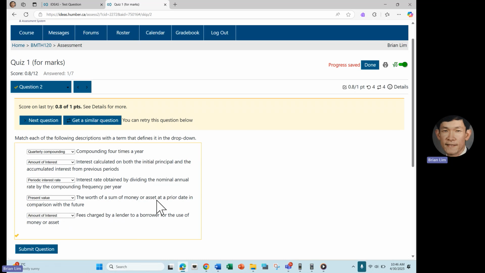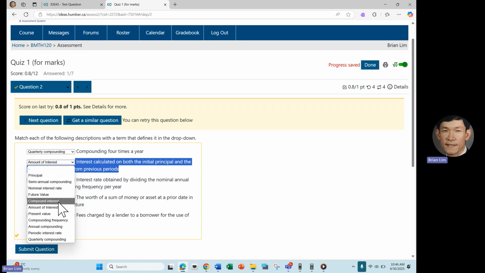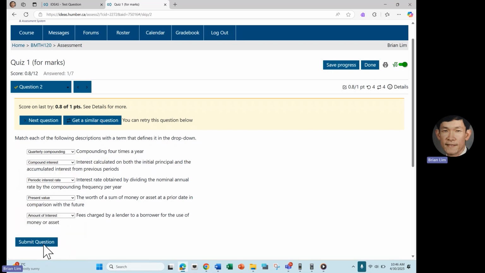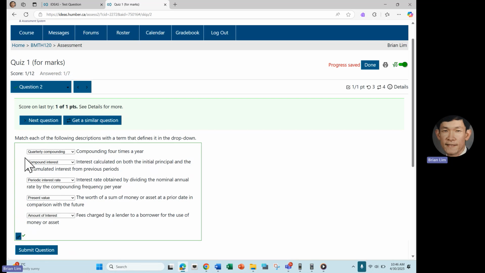Now I would imagine that the wrong answer is this one. Interest calculated on both the initial principal and the accumulated interest from previous periods. So if you do it on the initial principal and accumulated interest from previous periods, that is more than likely compound interest. All right, now we will resubmit. And now you have a green box, a green check mark, and 1 out of 1. So that means that all answers are correct.